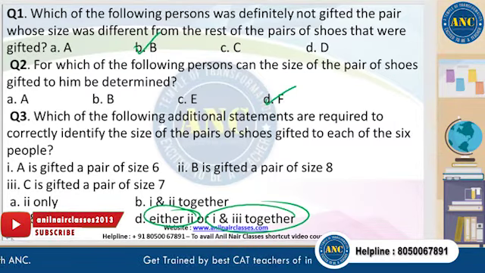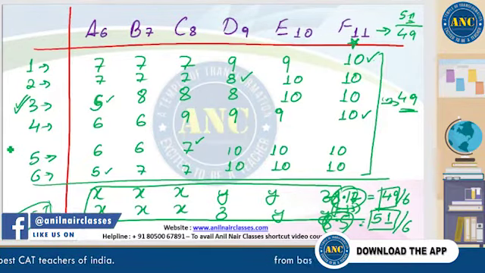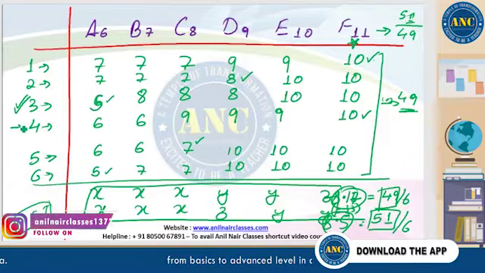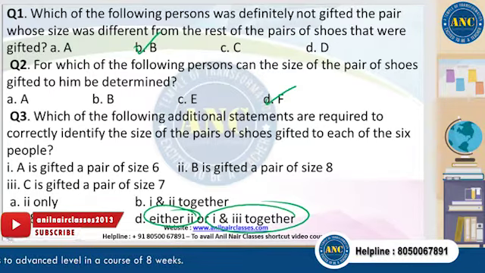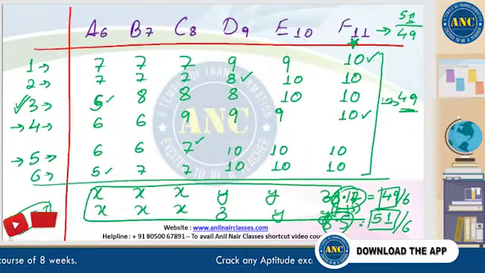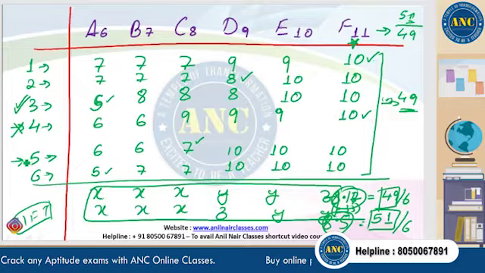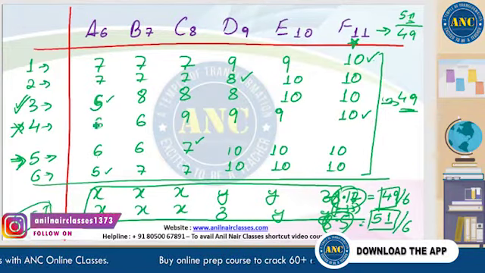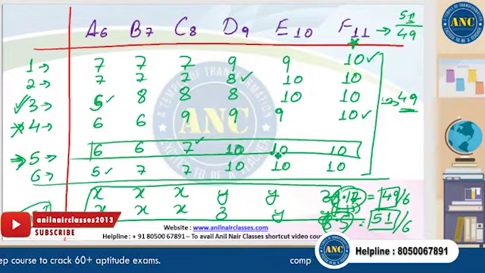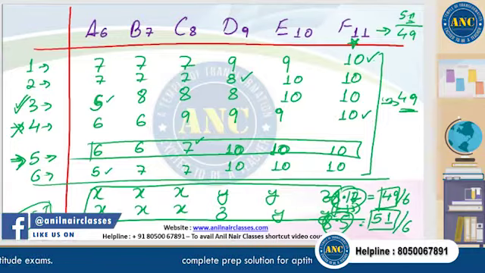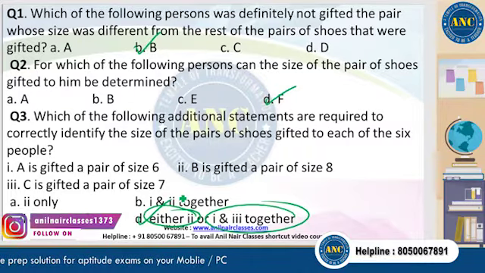So what is 1? A is gifted 6 and C is gifted 7. And we negate the statement. So A is gifted 6. That could be case number 4 and case number 5. A is gifted 6. And the next statement says C is gifted pair number 7. So if C is gifted pair number 7, among case 4 and case 5, case number 4 gets negated. We come only to case number 5, with which we can identify the exact shoe sizes for everybody in the group. That means we can answer this question.